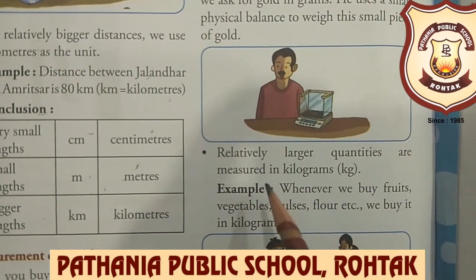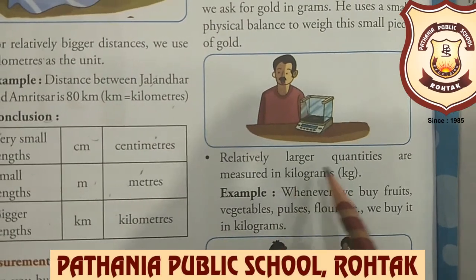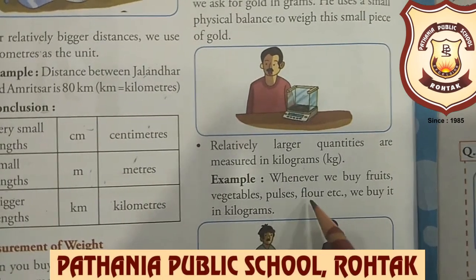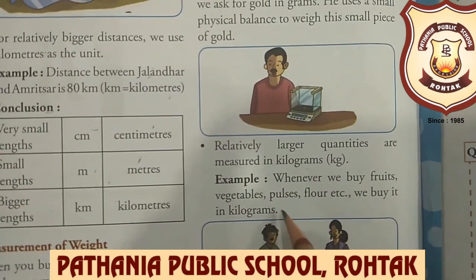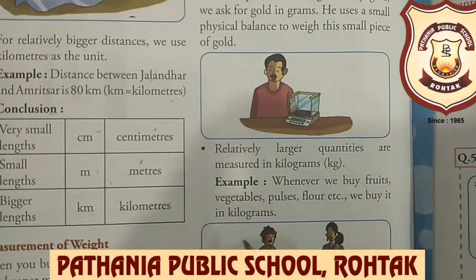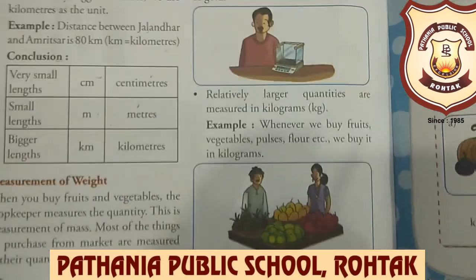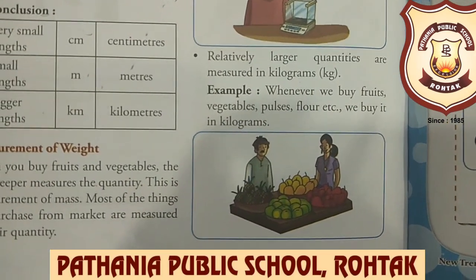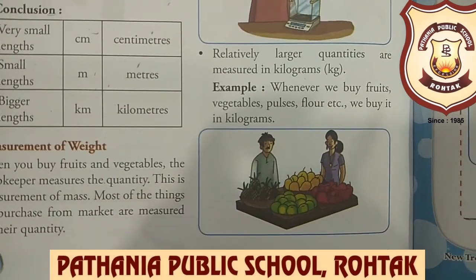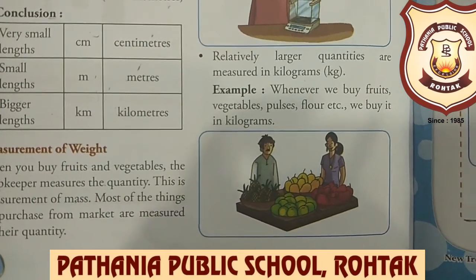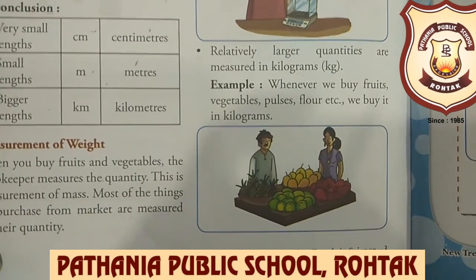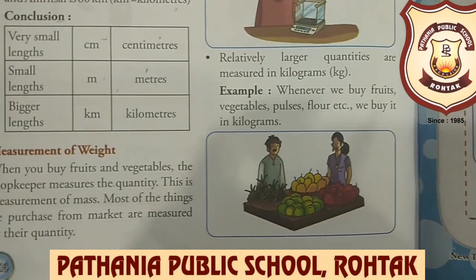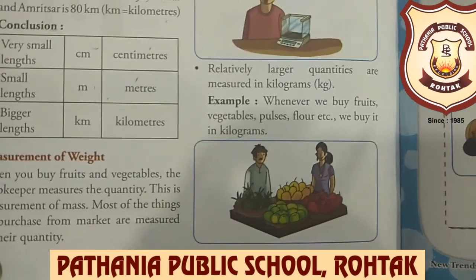Relatively large quantities are measured in kilograms. Whenever we buy fruits, vegetables, pulses, flour, etc., we buy them in kilograms. But it is not compulsory to always buy these things in kilograms. It depends on the needs of the individual, because we buy things as they are required. Mostly we buy them in kilograms, but exceptionally we buy them in grams also.